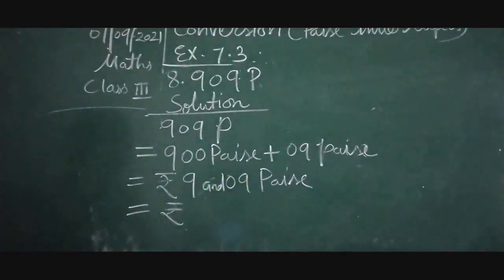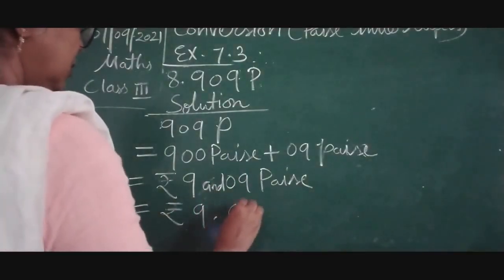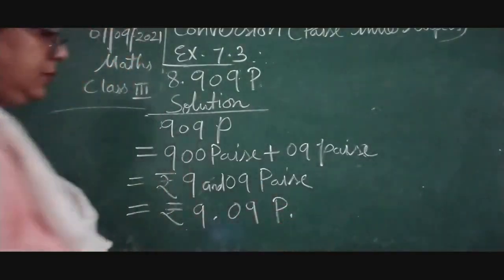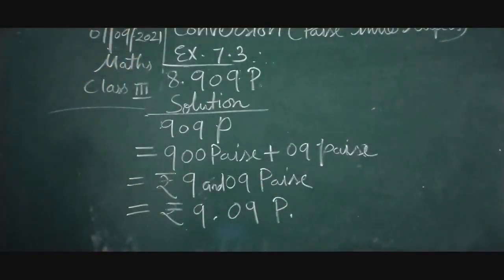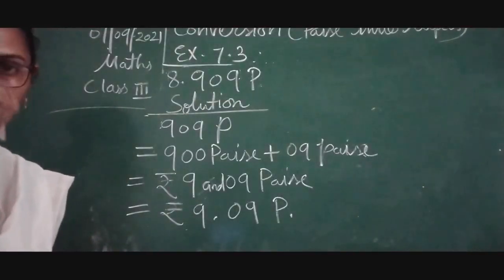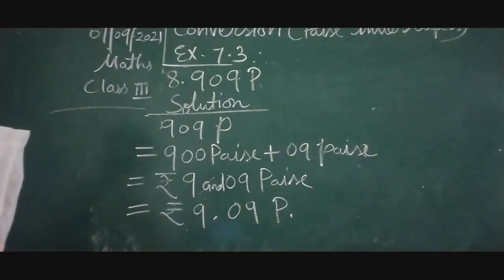Okay. Now here children you can write 9 rupees point 09 paise. 9 rupees and 09 paise, children. Just write it down, children. 9 rupees 9 paisa. Okay, so complete it. Now we have completed 8 questions of this exercise.